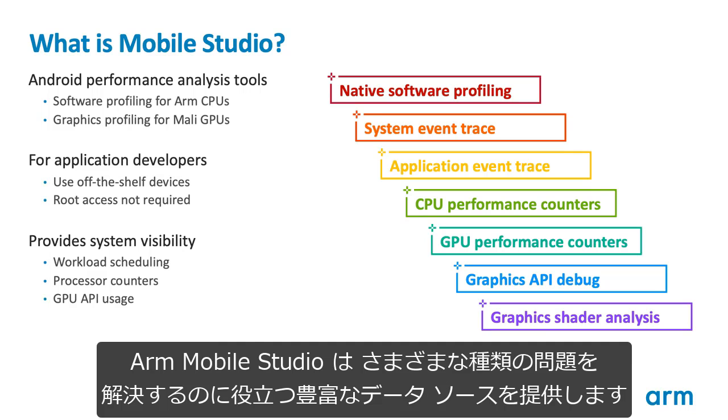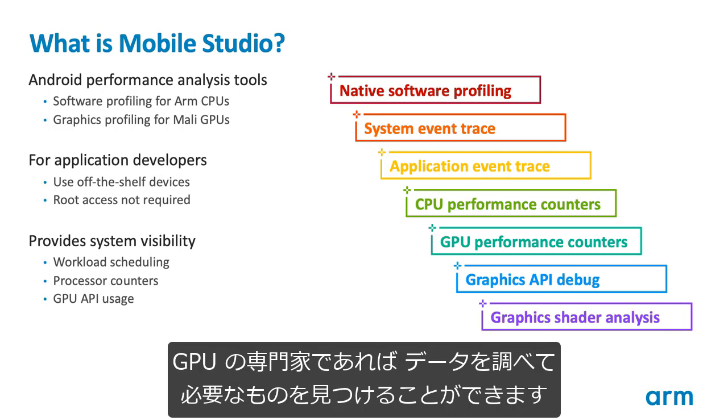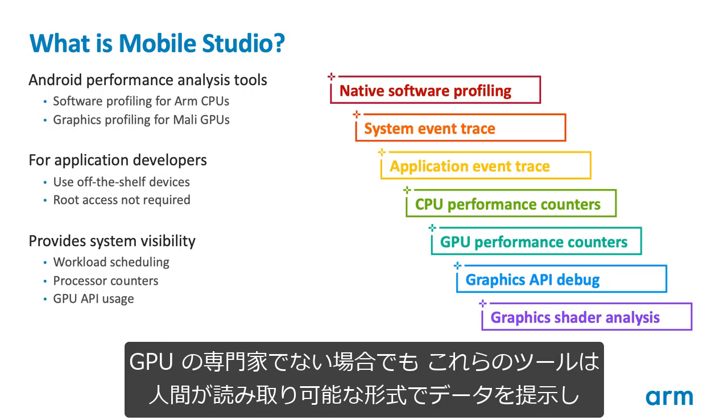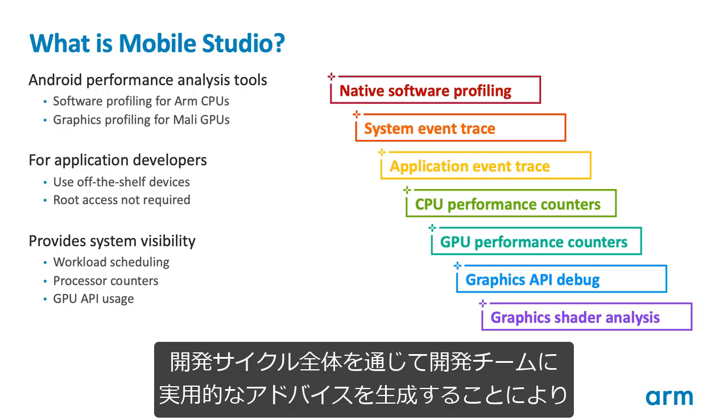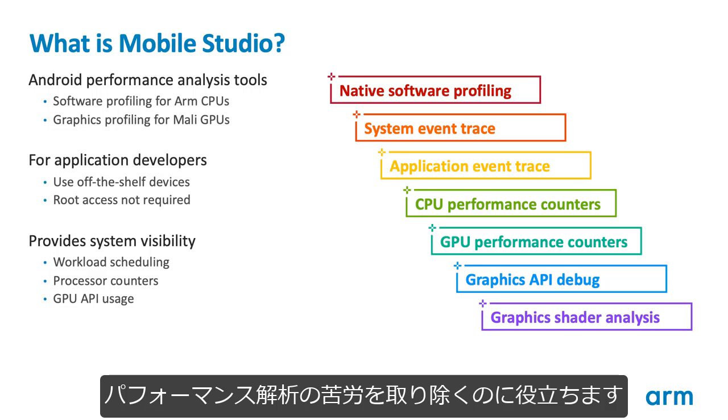Arm Mobile Studio provides a very rich data source to help you solve a variety of different kinds of problems. If you're a GPU expert, then you can delve into the data to find what you need. If you're not, then these tools can help take the pain out of performance analysis by presenting this data in a human-readable format and generating actionable advice for your development team throughout the development cycle.